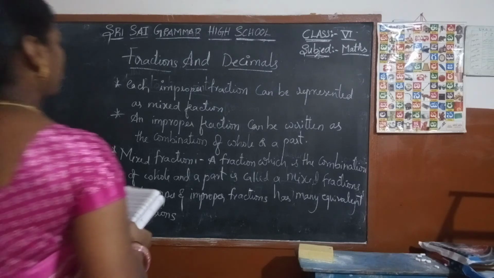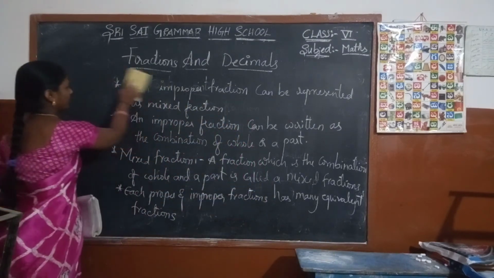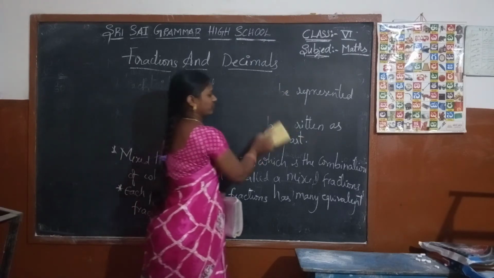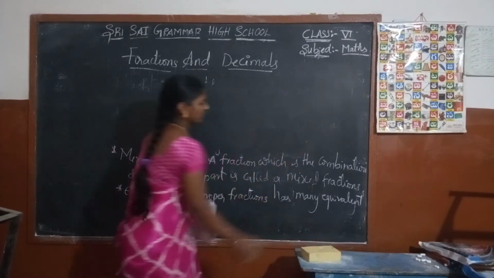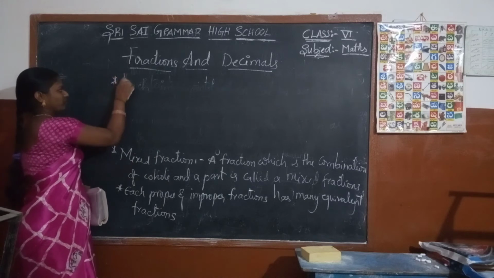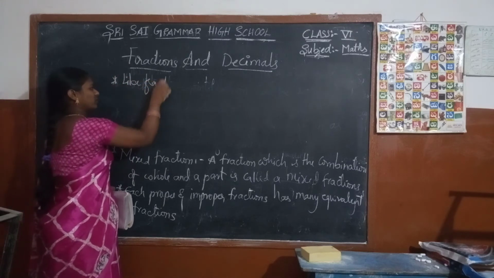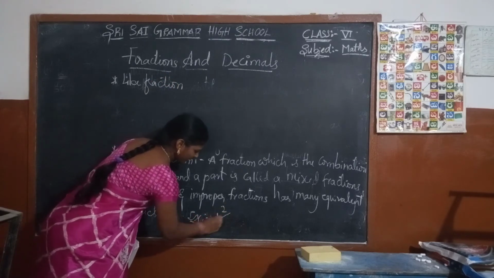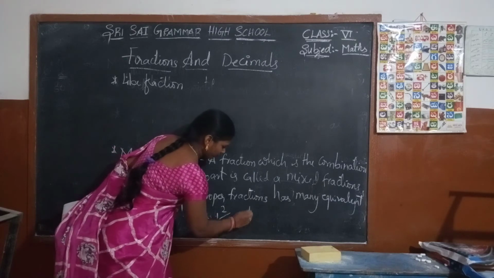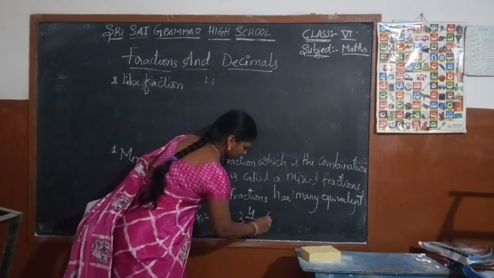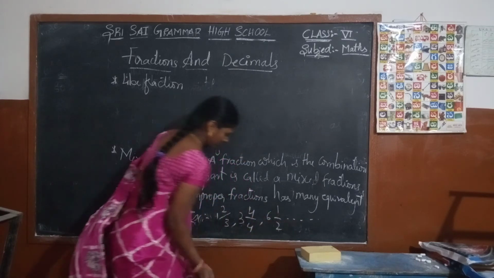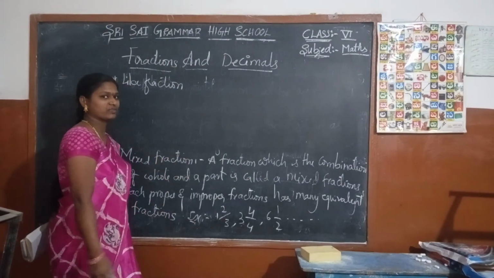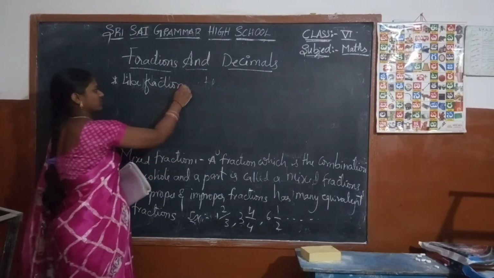Like fractions. How can a like fraction be identified? Here are examples: 1 2 by 3, 3 4 by 4, 6 1 by 2, and so on. If they give it in this form, the mixed fractions can be converted into improper fractions.